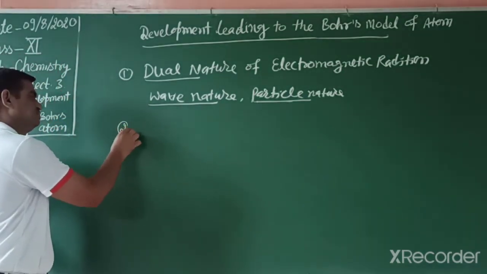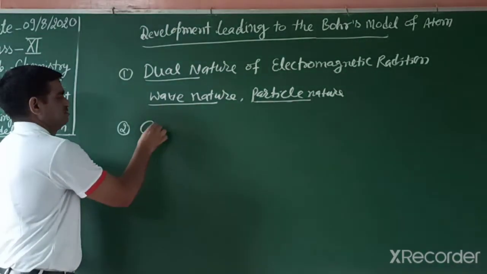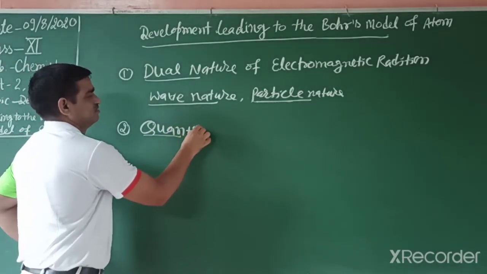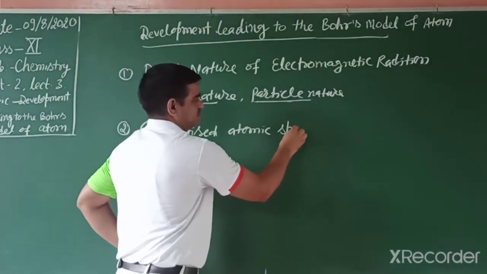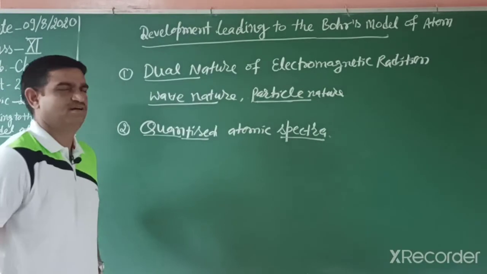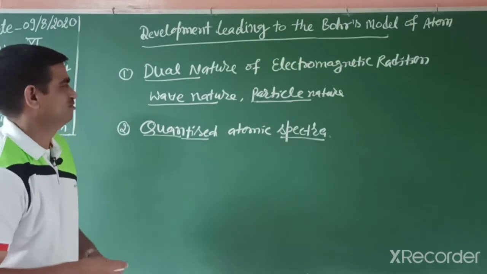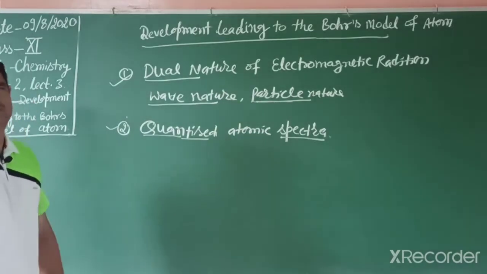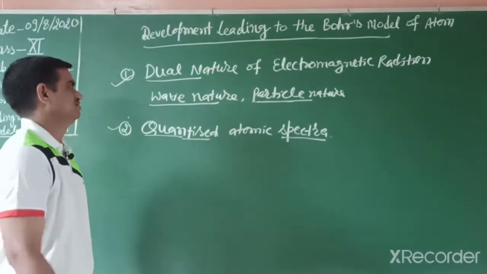The other phenomenon we study before the Bohr model is quantized atomic spectra. We will study the hydrogen spectrum in detail as quantized atomic spectra before the Bohr model. These two phenomena, quantized atomic spectra we study later on. First we study the dual nature of electromagnetic radiation.